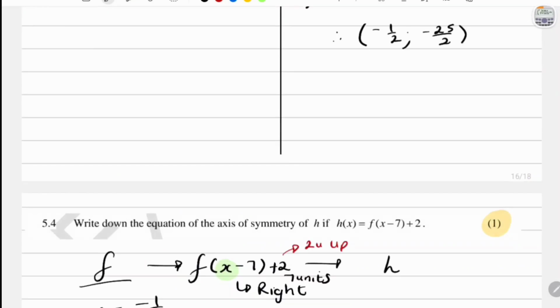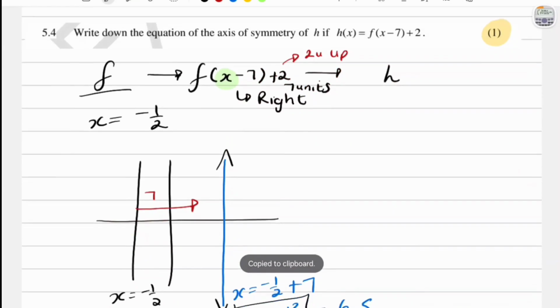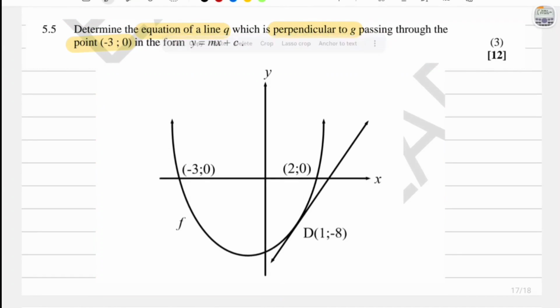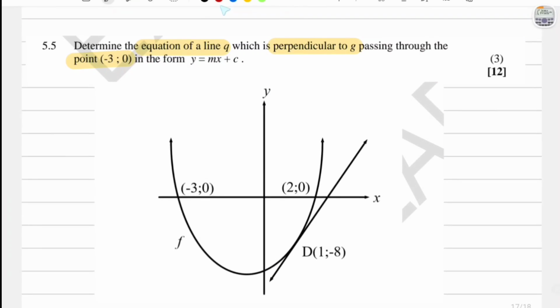So to do that, I'm actually just going to get that graph. I'm going to get this because that's going to be very important just for us to visualize what's going on. So I'm going to paste this here and let's go ahead and figure out what this line Q looks like. We need to find the equation of that line, and its name is Q, but it is perpendicular to G and it passes through the point -3 and 0.